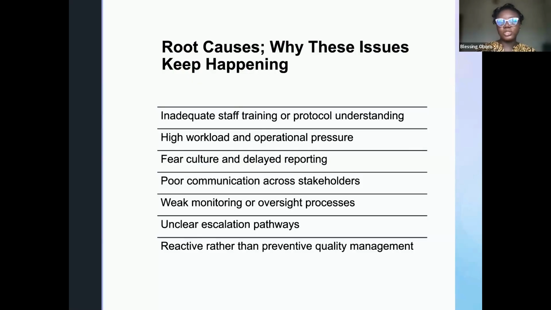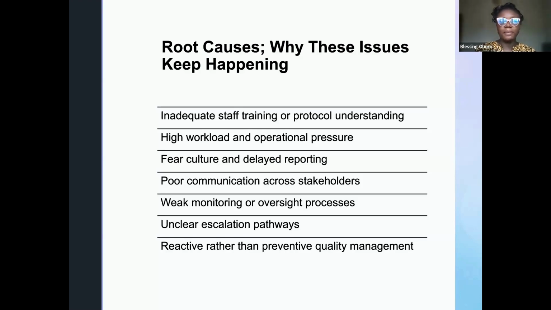So it is very possible for them to encounter some sort of oversight, or even the sites themselves, just one person having to attend to hundreds of patients. It is very important to have adequately delegated people to this study to reduce the workload and prevent these PDs from happening. Like I mentioned before, the fear culture and delayed reporting. You see that something has happened, but for the fear of being queried, you want to cover it, you want to hide it instead of documenting it.